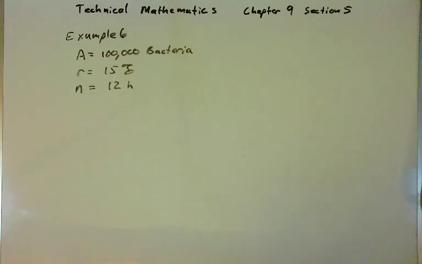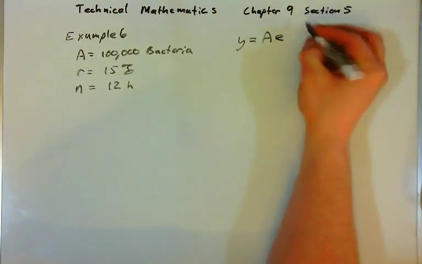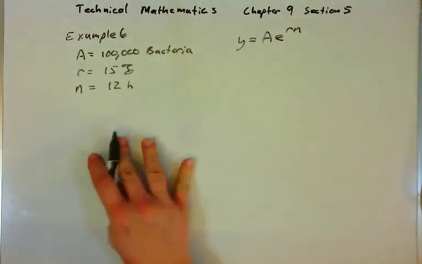This is example 6. It says a culture contains 100,000 bacteria. It grows at a rate of 15% per hour. How many bacteria will there be in 12 hours? And so again, the bacteria are dividing all the time, and every time they divide, there are more that are now available to divide again. So they're growing continuously. And so we want to make sure that we use the continuous growth formula, y equals a times e to the rt power.